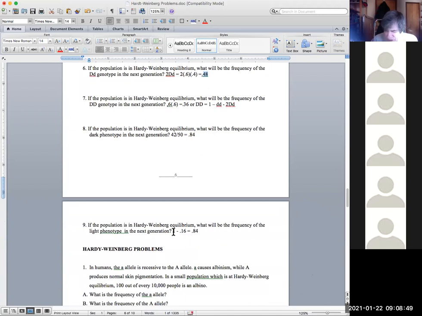What will be the frequency of the light colored population? And again, you could count. If you count, you get 8 over 50. But the other way you could do this is you could say the light color is equal to 1 minus the dark color. So the dark color is what we just figured out in number 8. So we can take 1 minus 0.84. Whoops, I subtracted the wrong number, which is why it's a good idea to write this out and then double check your work, as I didn't do in that case.